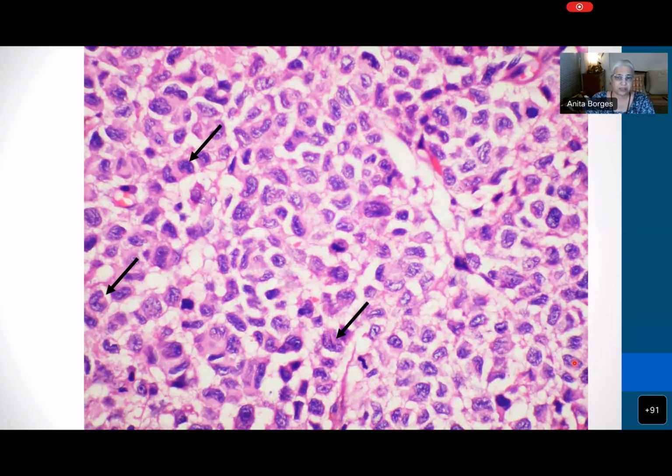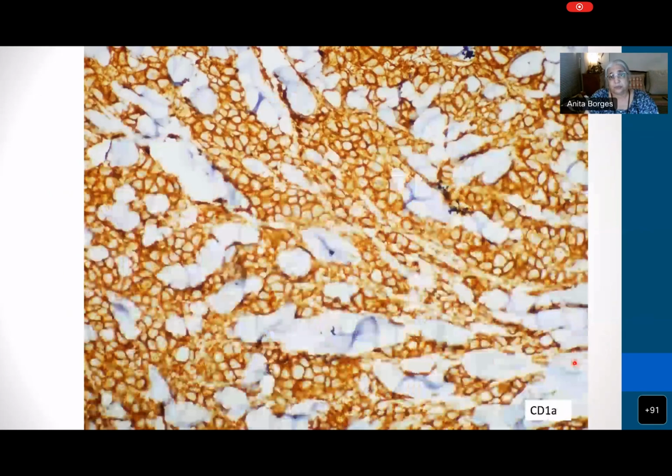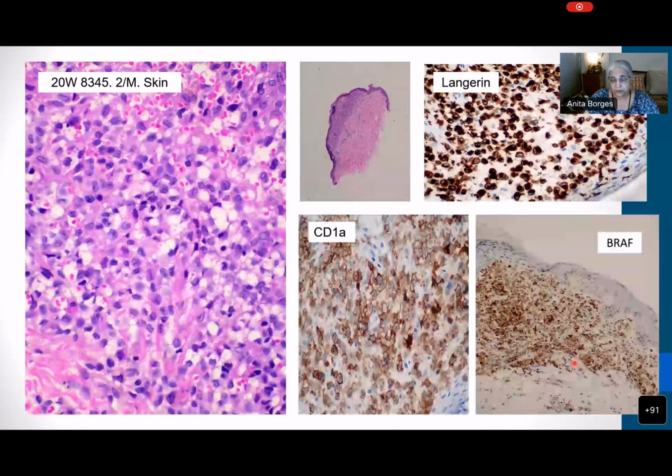How many melanomas has anybody seen with grooved nuclei, coffee bean nuclei? I don't think it's a melanoma at all. Okay. If there is a question, we'll take it later. All right. Good. So this is BRAF 600D.